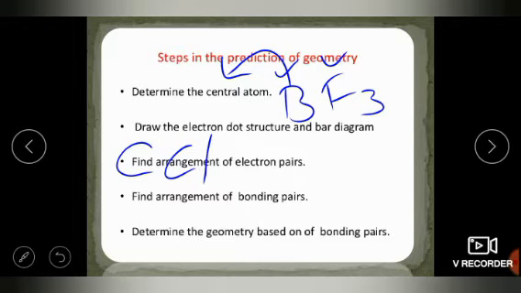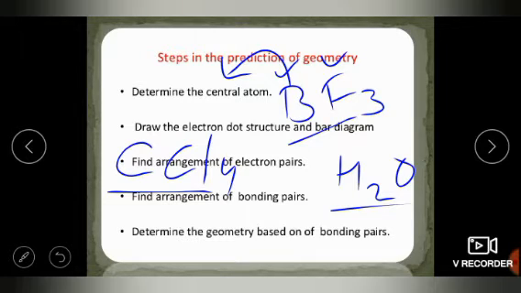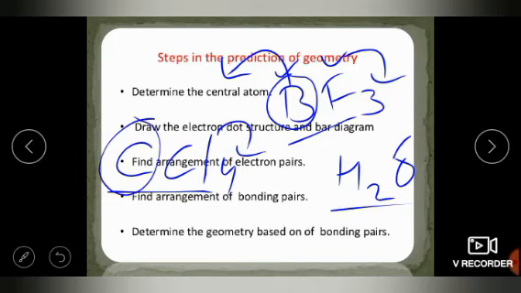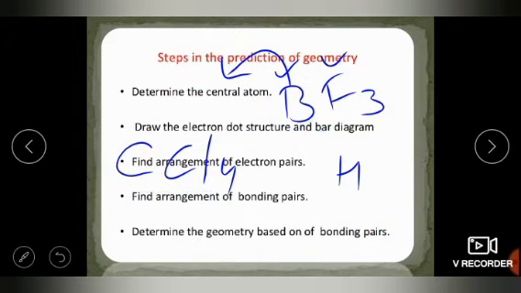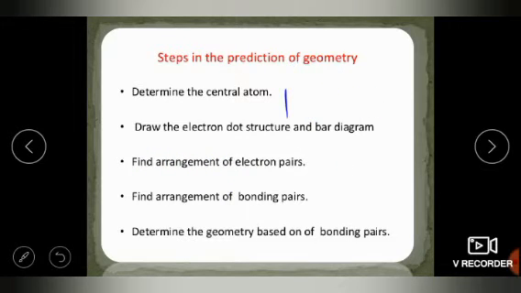You can take the example of CCl4 or H2O. Which will be the central atom? This is most important. Let me tell you: which is single? Boron is single because there are 3 fluorines, and there are 4 chlorines here. So this carbon is single, oxygen is single, and hydrogen is 2. The one which is single will always be the central atom. In this way you can determine the central atom.